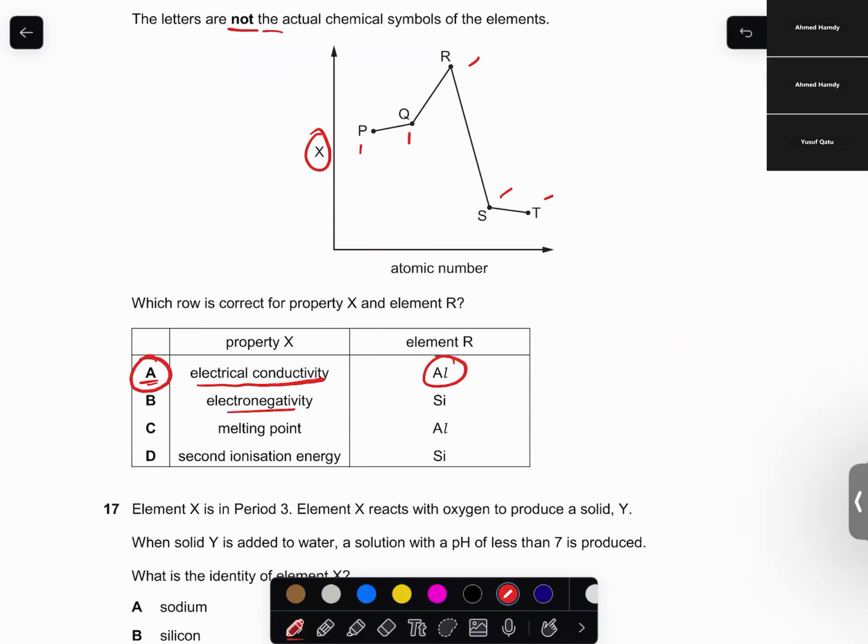If it's electronegativity, the highest one will be T in this case because it has the smallest radius. If it is the melting point, the highest one will be Si. So here it will be not silicon, it should be something else. The second ionization energy Si, of course, it's wrong. So the answer could be A.